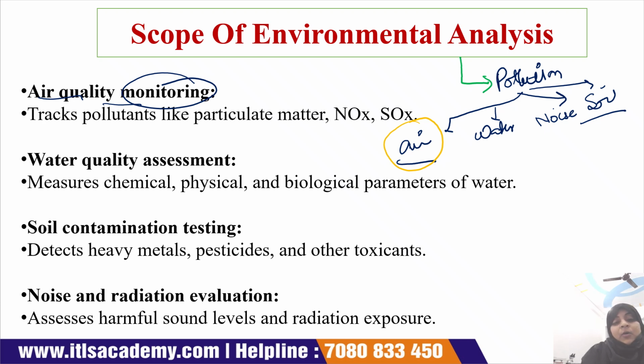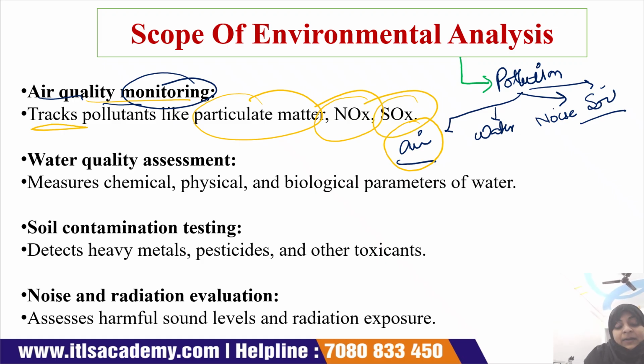particulate matter, nitrogen oxides, and sulfur oxides are tracked. Okay, so particulate matter, nitrogen oxide, and sulfur oxide come under the category of pollutants. So during air quality monitoring, we have to track all these pollutants.